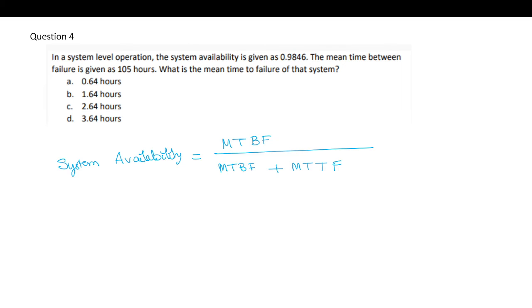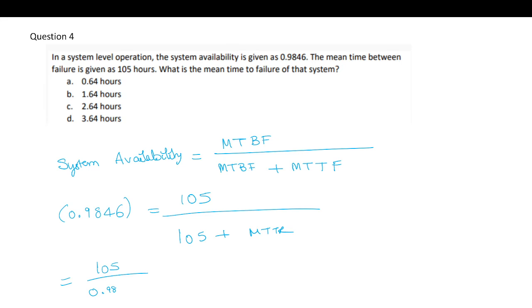So if we take this system availability as 0.9846, and 105 hours. The answer is in hours, so I can just keep it in hours. 105 plus MTTR. So this will be 105 divided by 0.9846 minus 105, which is equal to 1.6422 hours. So yes, the correct answer is option B.